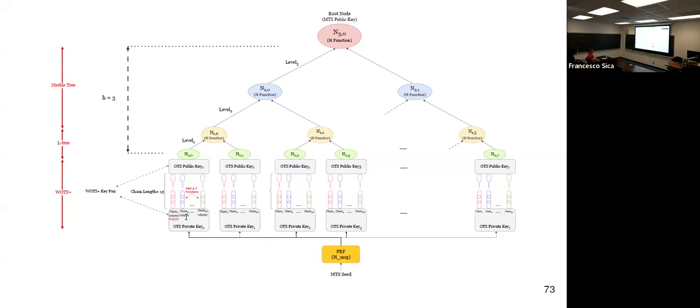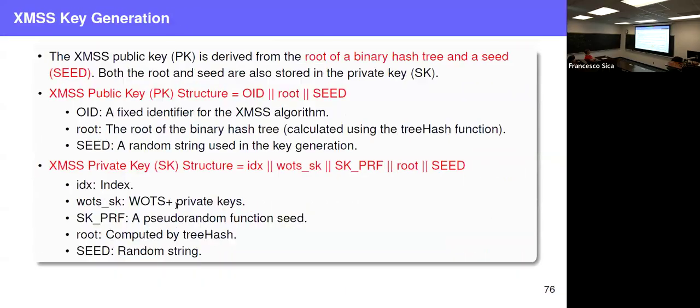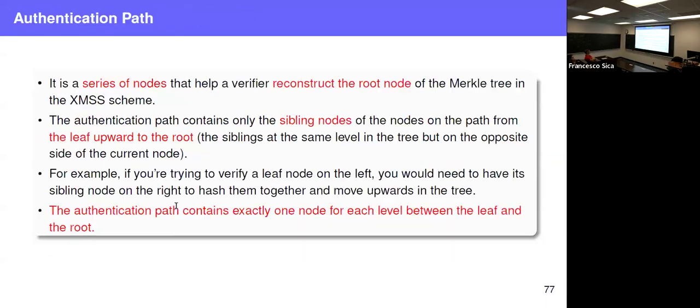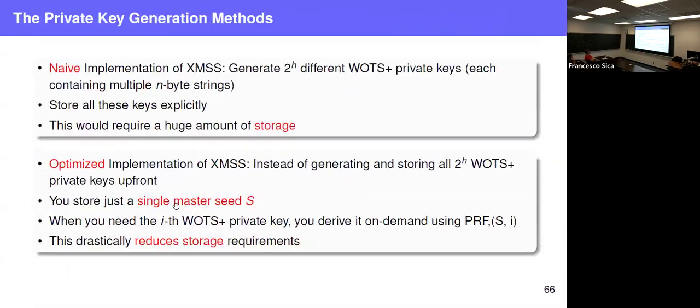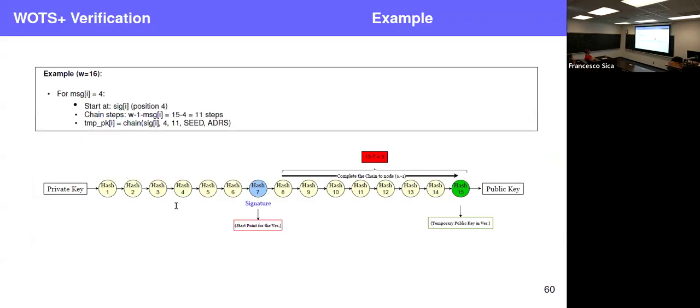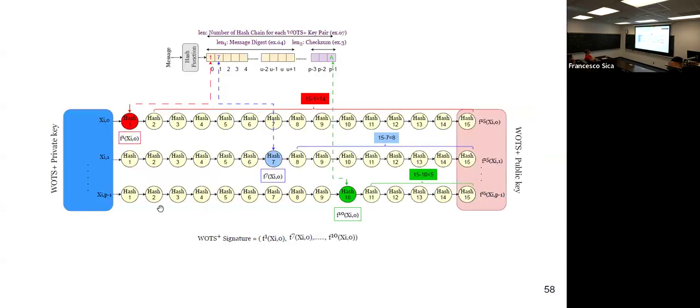For the key generation process, we have to complete this chain to the end to get the public keys. These are words public keys. But for the signing process, we have to stop at some point, depending on, as I said before, this value.